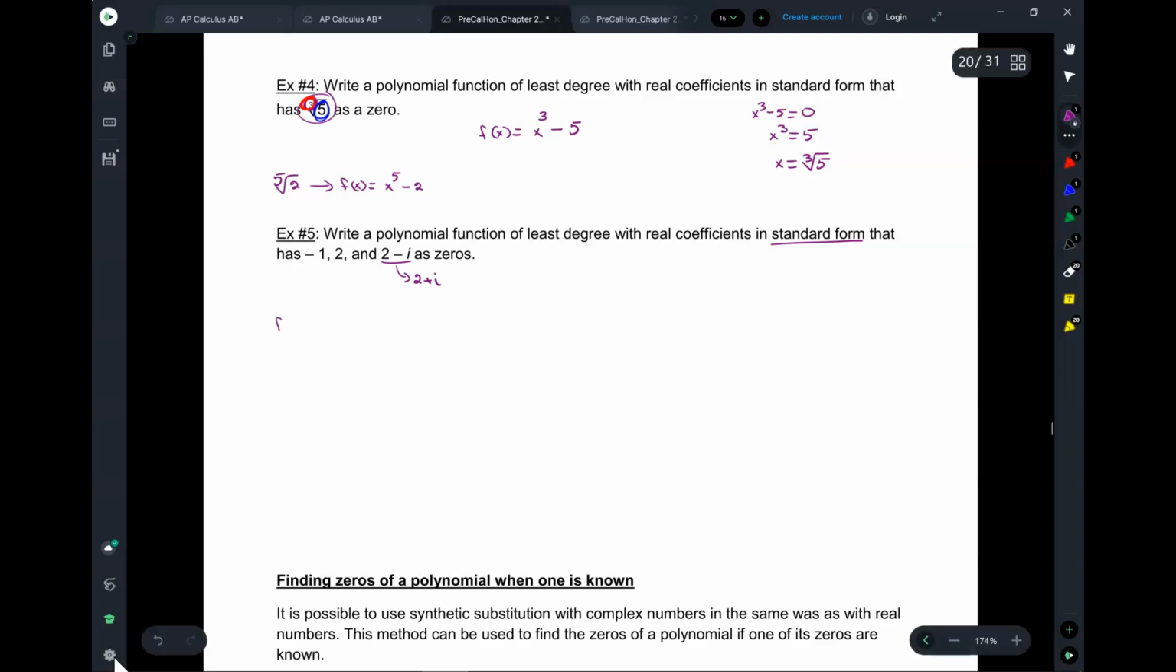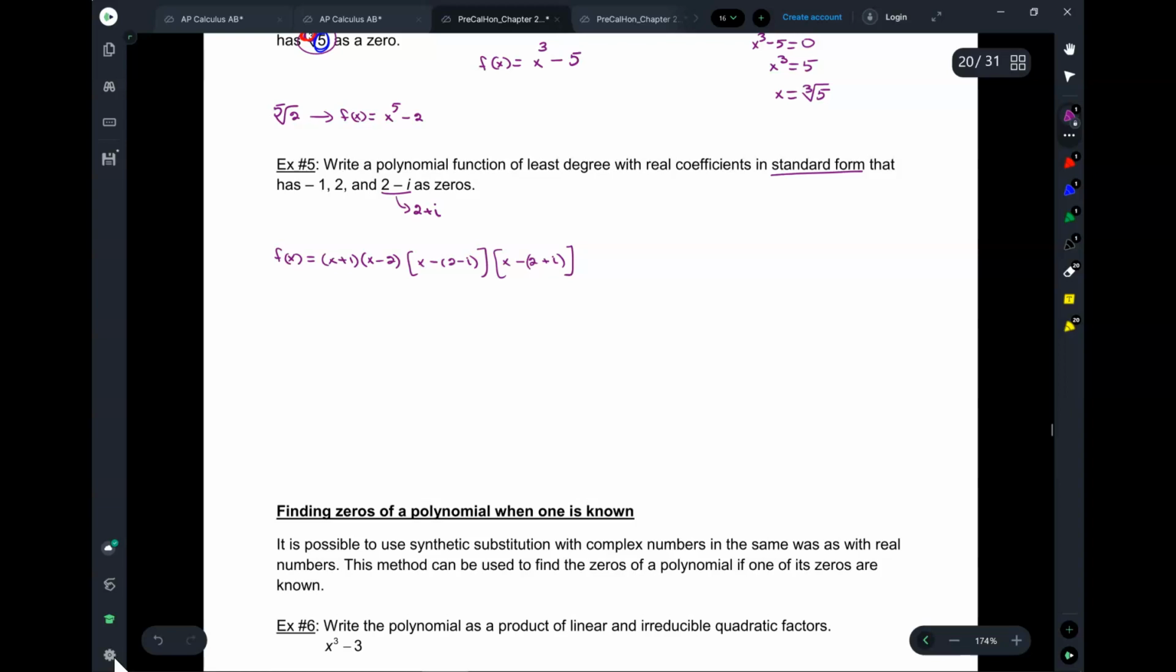Okay, so what's our function going to look like? Each of these gives us a factor. So negative 1 gives us x plus 1, x minus 2, x minus, here, let me put that in brackets, 2 minus i, and then x minus 2 plus i. What we have to do now is multiply all this out. Okay, so let's start with just this. That gives me x squared minus x minus 2.